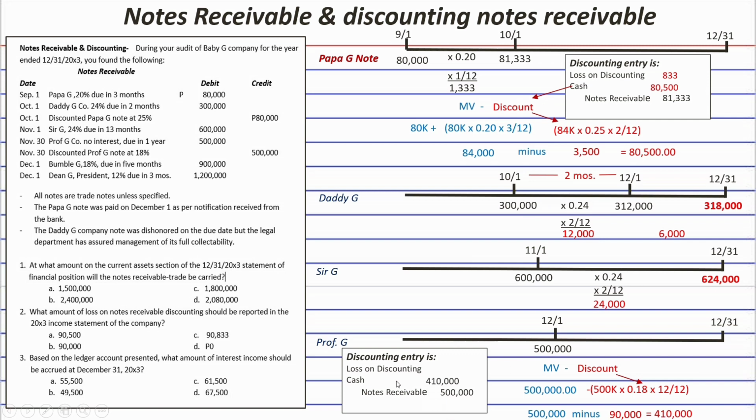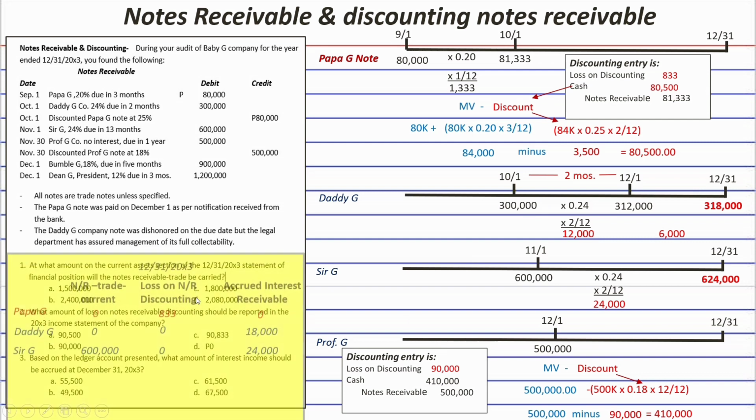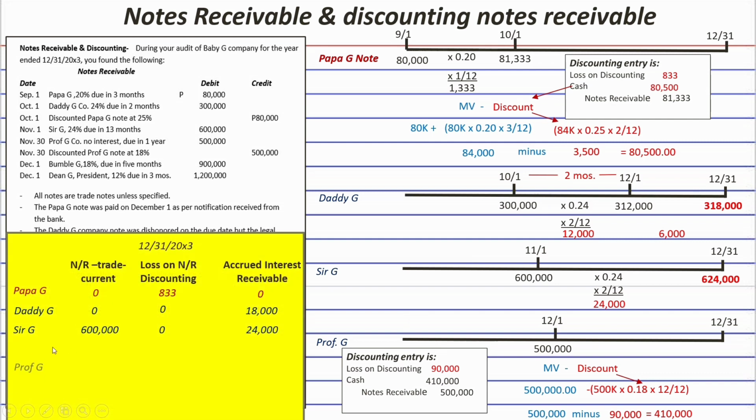Okay? And then, the balancing figure is the loss on discounting of 90,000. And that's it. That's the full analysis of Professor G's note. Now, let's plot. Of course, for Professor G's note, the note receivable trade under current assets at December 31, 20X3 is already zero because it has already been sold last November 30.